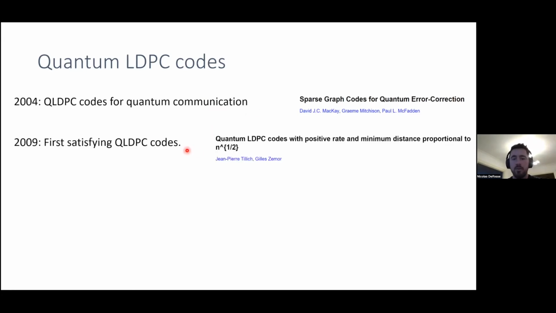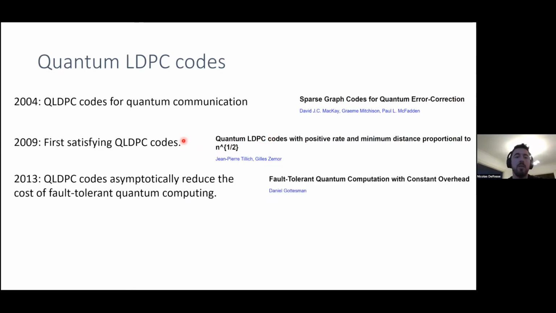And a few years after, there is a first satisfying construction of quantum LDPC code, which moved from a log distance to a square root of n distance. So we can correct a larger number of errors with this family of LDPC code. And this is Tillich-Zémor code. It's hypergraph product codes. It's a code we are going to simulate.